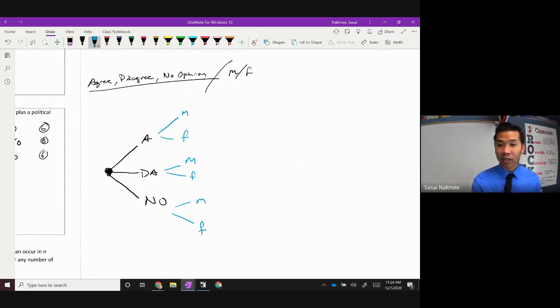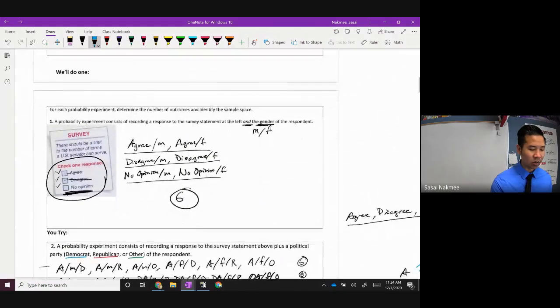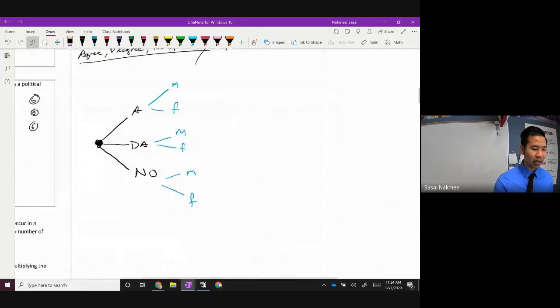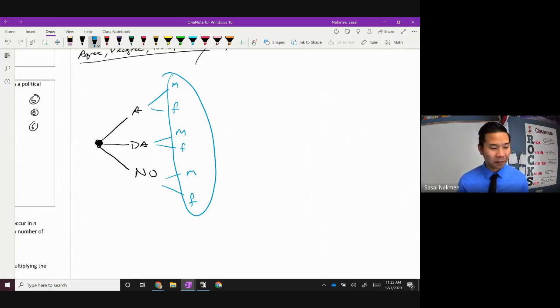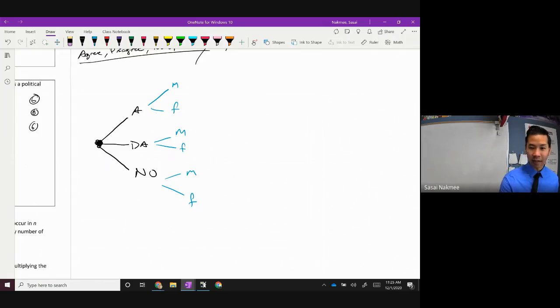So if you take a look and you just stop right here, you can see there's 6 possible outcomes: agree male, agree female, disagree male, disagree female, no opinion male, no opinion female. That's how we got this first part. We got the answer of 6. And if you draw it out as a tree branch, you can actually see the 6 options right there. You can work your way through it and actually get it out. And that's why some people like these branches.